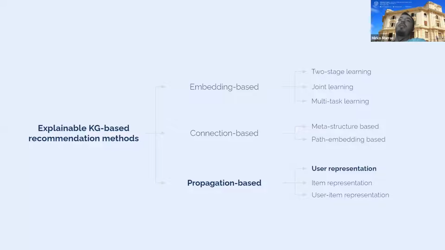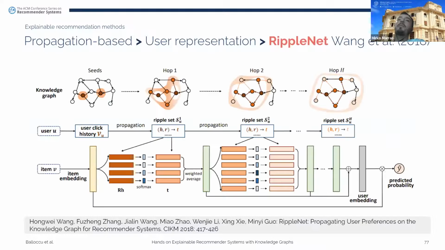And we subdivide this category according to which type of entity is refined in the message propagation procedure, either the user entity, the item entity, or both. Let's briefly start with methods refining the user entity representation only. Wang et al. proposed RippleNet, which first introduces the preference propagation mechanism in the KG. RippleNet takes a user U and an item V as input and outputs the predicted probability that user U will click item V.